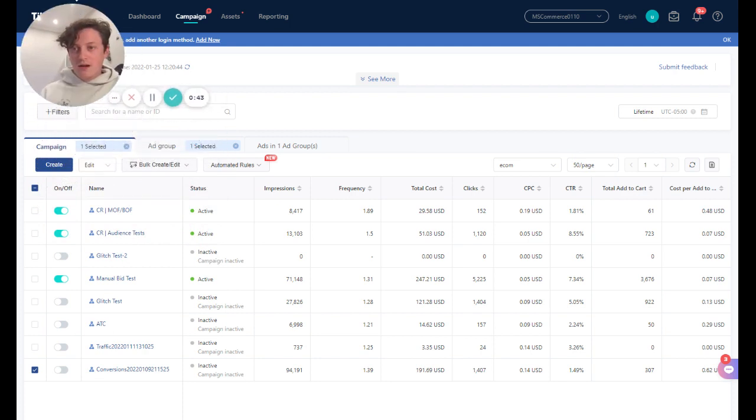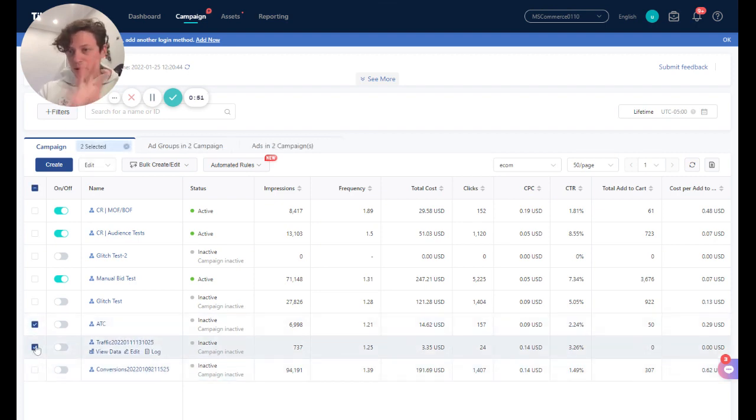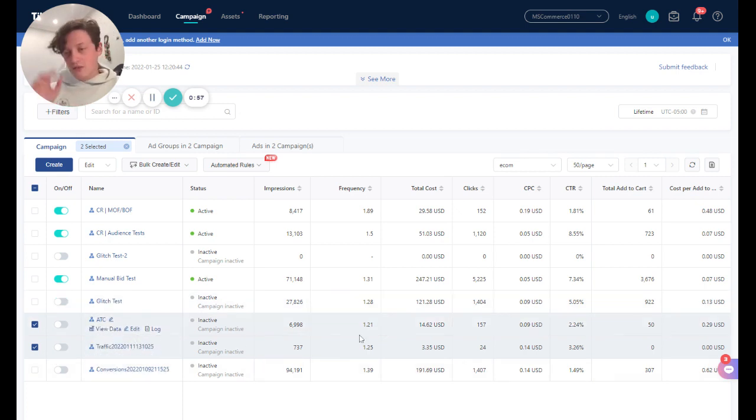Let me just move myself up here. One other thing, a quick note. These campaigns here, ignore these. These are me testing to try and get spending on the account. So if your account isn't spending, set up a traffic and add to cart campaign, let it spend $3-4, and then you'll see things start to work out, start to spend.